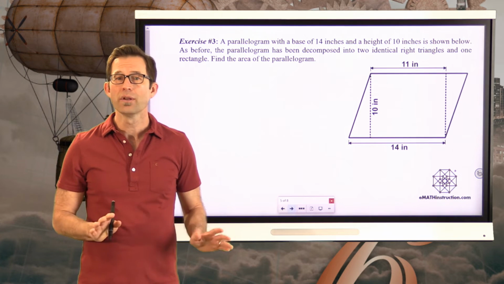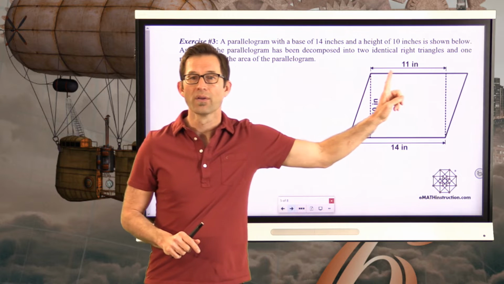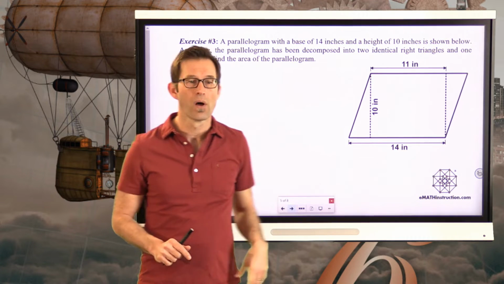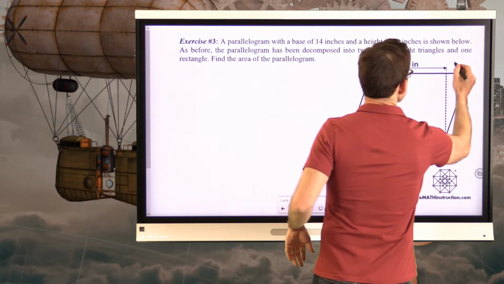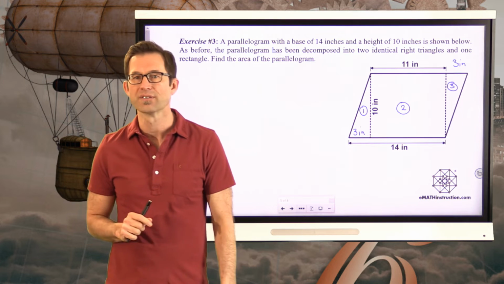All right, well first, let me do a little bit of additional dimensioning, right? Since we know that the base of the rectangle is 11 inches long and the base of the parallelogram is 14 inches long, then that's going to tell us that this must be 3 inches, and this must also be 3 inches. Now I'm going to label this as figure 1, this is figure 2, and this is figure 3, so I can keep track of all my various areas.